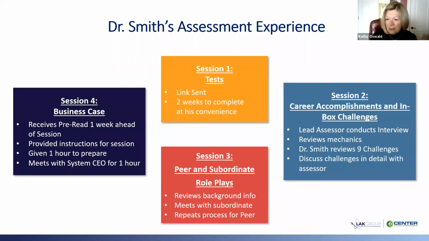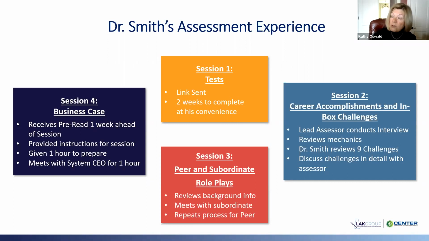And Dr. Smith has had no problems. The next thing she had him do was she gave him 1 hour to review 9 challenges. And these are everything from EMR issues to sexual harassment issues, all over the gamut of things that a physician leader would have to deal with. He got 1 hour to read each of the situations in the backup material. And then the lead assessor came back on and they discussed for an hour each of those challenges in detail and really talked about how he would handle those.